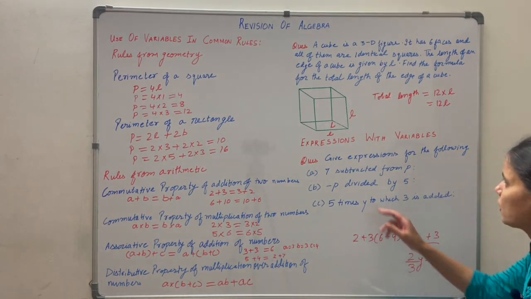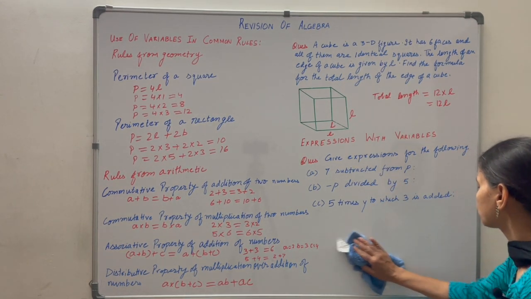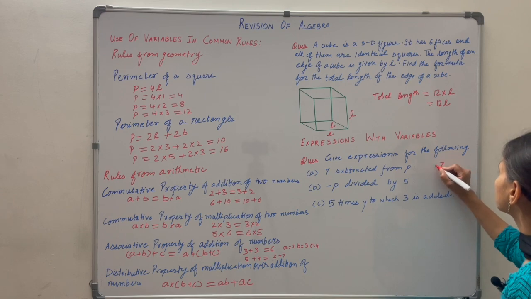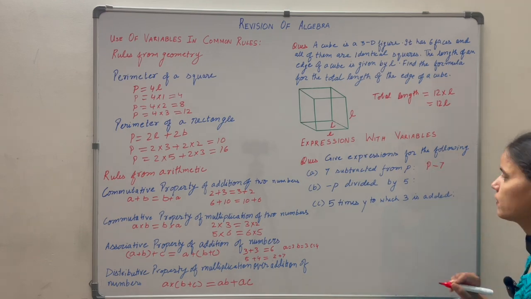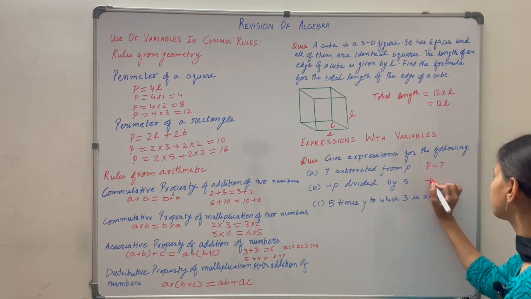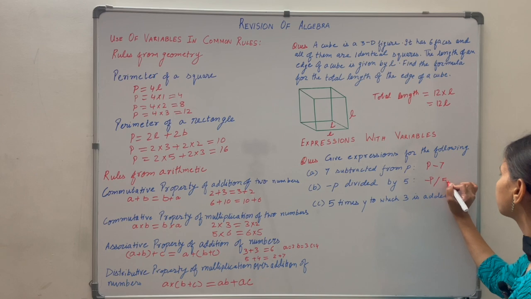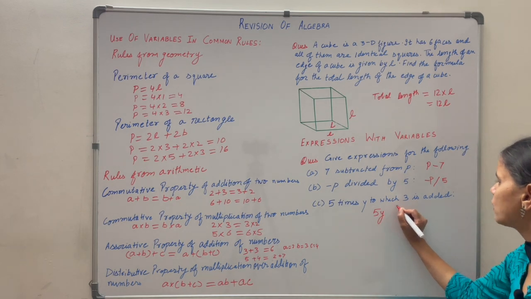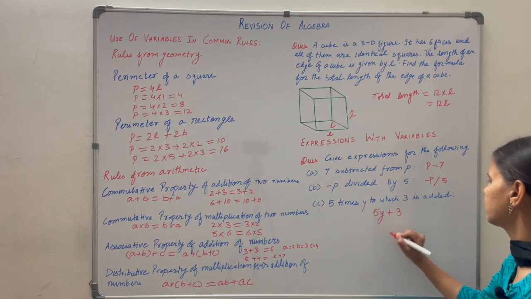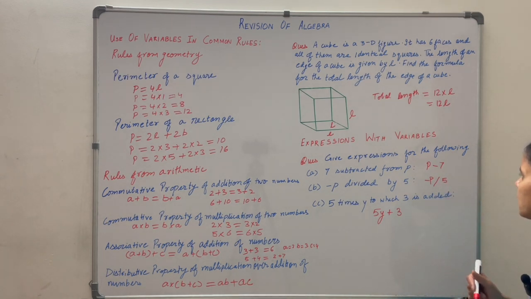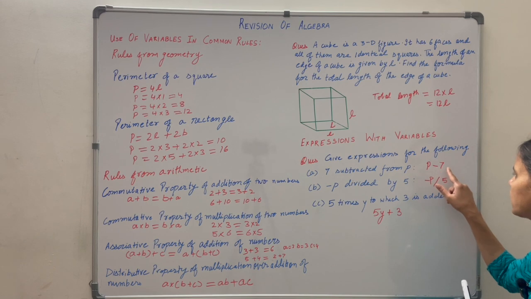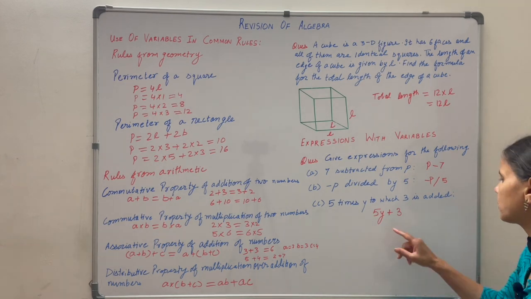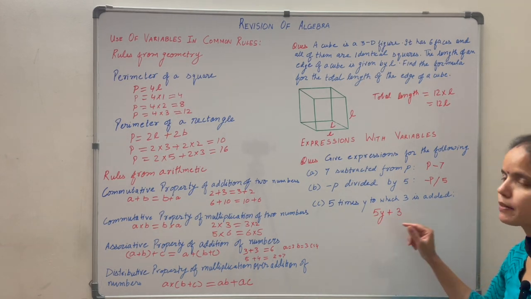Here give the expression for the following. 7 subtracted from p. Minus p divided by 5. 5 times y, to which 3 is added. So all these are expressions. Here the variable p, you are subtracting 7. We have used the operator subtraction. Here the operation is division. Here multiplication and addition. And the variable is y.